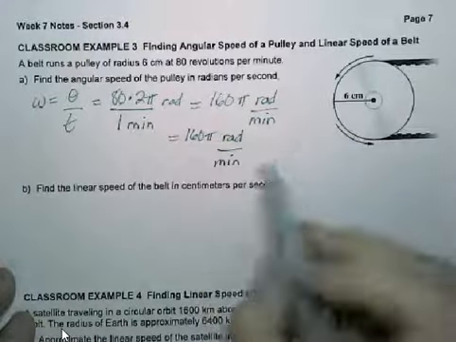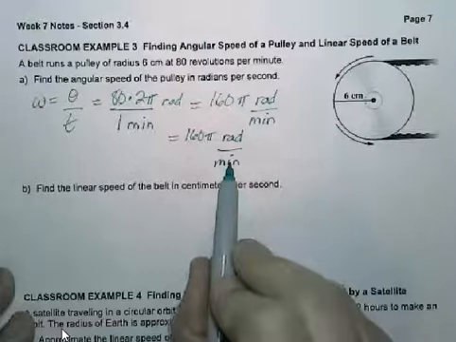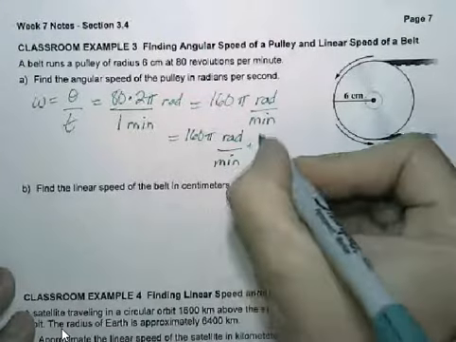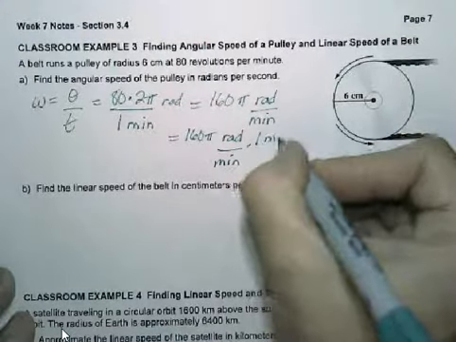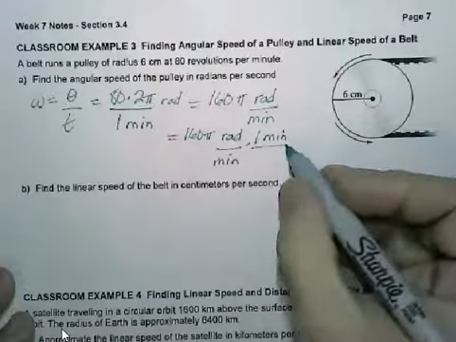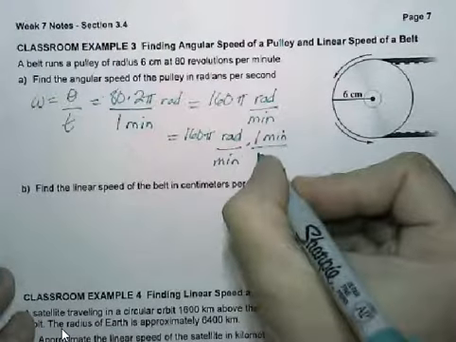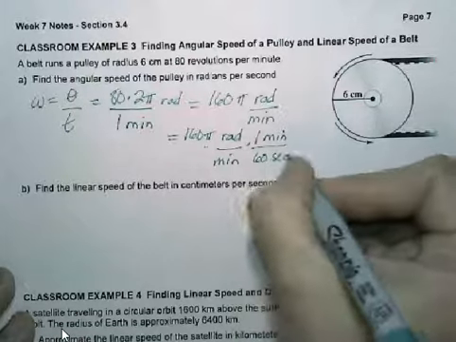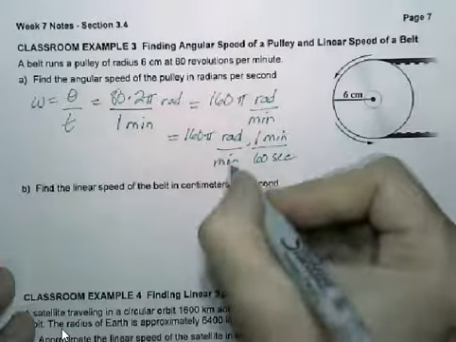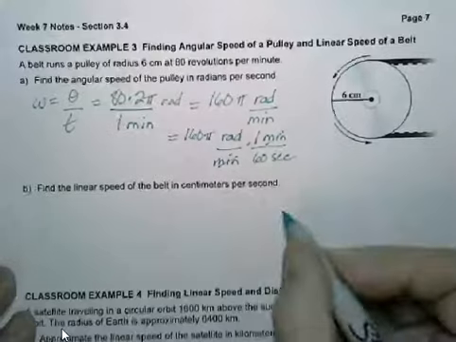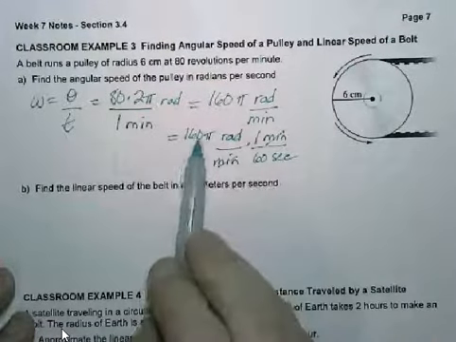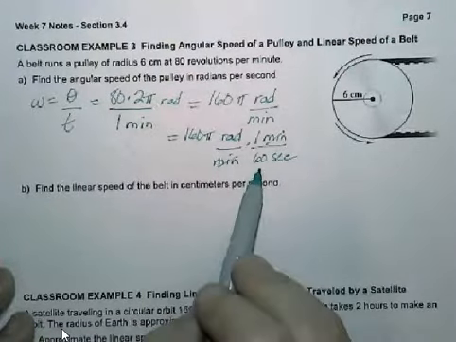To do that, we can use a unit fraction, and we want the minutes to cancel out. So on the top of this, I'm going to put 1 minute, and I want to change it to seconds. So on the bottom, I'm going to put 60 seconds, since 1 minute is equal to 60 seconds. So my minutes cancel out. That means I'm taking my 160 pi and dividing it by 60.